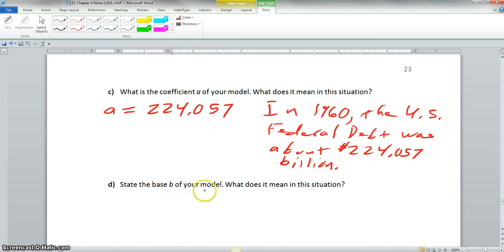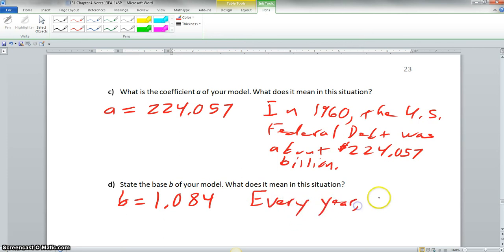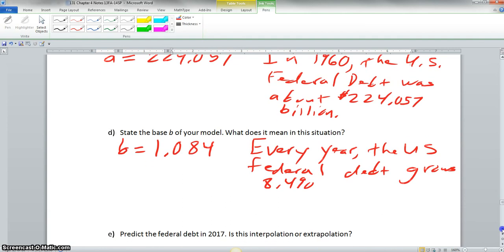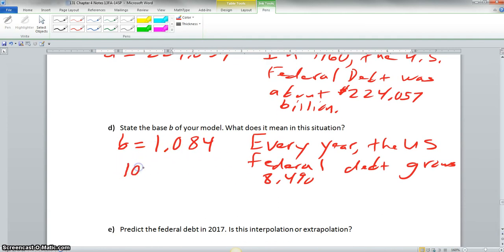Now for D, it says state the base B of your model. What does it mean in this situation? Now we know B, according to the formula we found back in B, our B here, or our base, is 1.084. And this states that every year, the U.S. federal debt grows 8.4%. Now let me explain to you how we get the 8.4%. Remember, we must change this B to a percent, and that'll give us 108.4%, and we have to subtract 100%. 108.4 minus 100% will give us 8.4%.